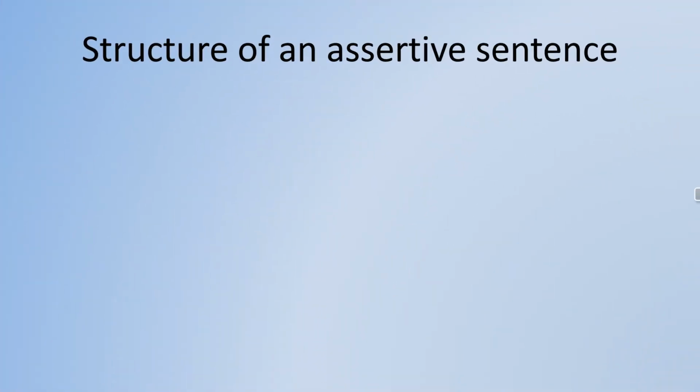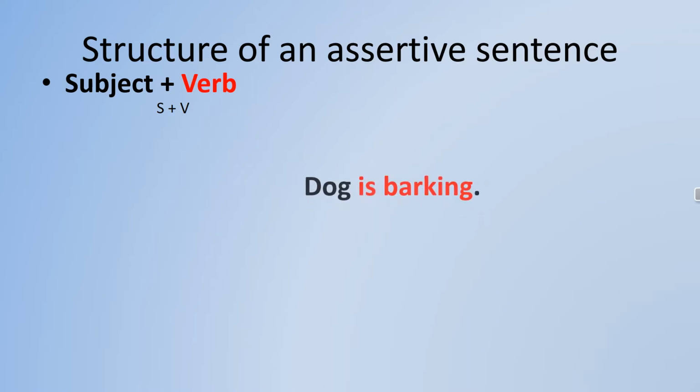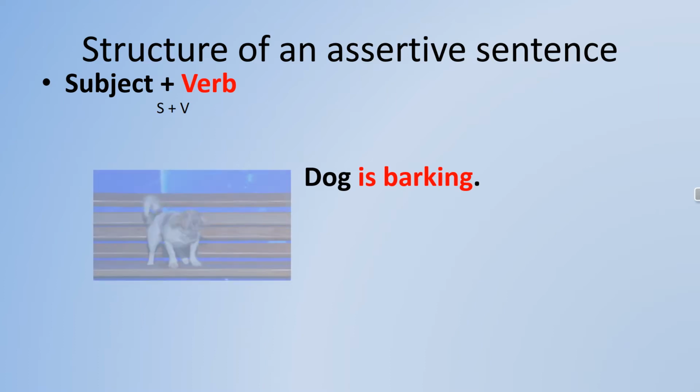Assertive sentence is the most used type of sentence. So we must learn a few basic construction patterns. First one is subject plus verb. We call it S plus V. Let's see one example. Dog is barking. Here dog is the subject. Is barking is the verb.